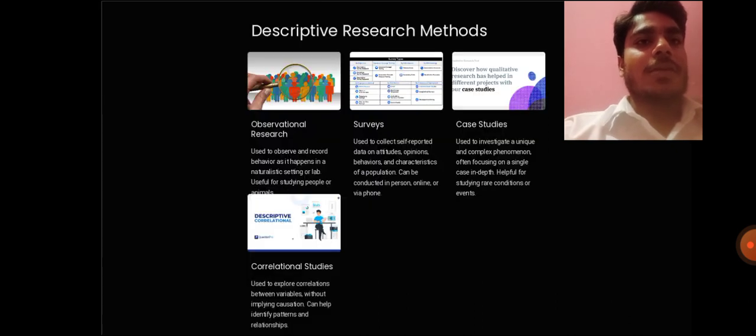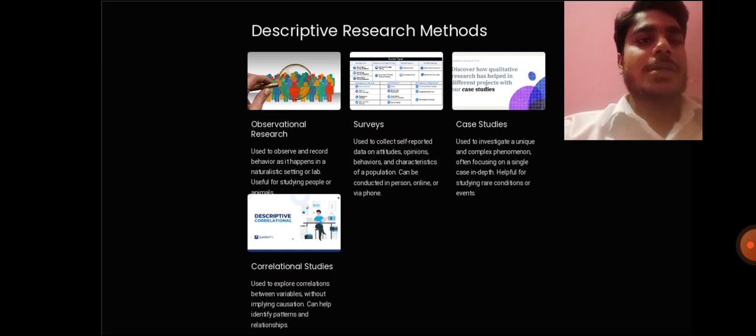After that, we are going to discuss descriptive research methods. What is a descriptive research method? We are going to discuss observational research, surveys, case studies, and correlation studies. Observational research takes a group of people and measures which results have the highest frequencies. After that, in surveys, we discuss the highest and lowest results.